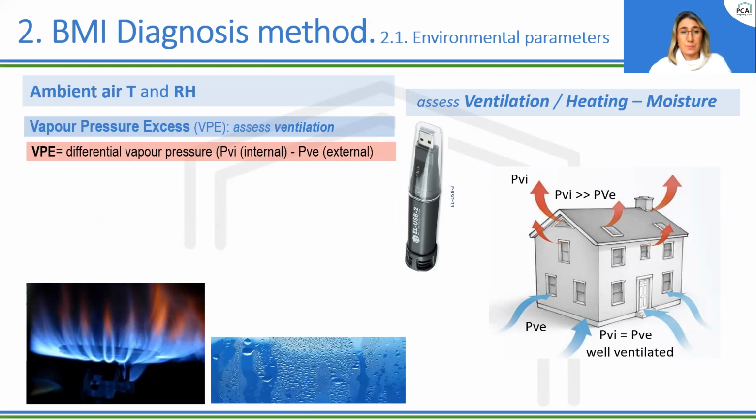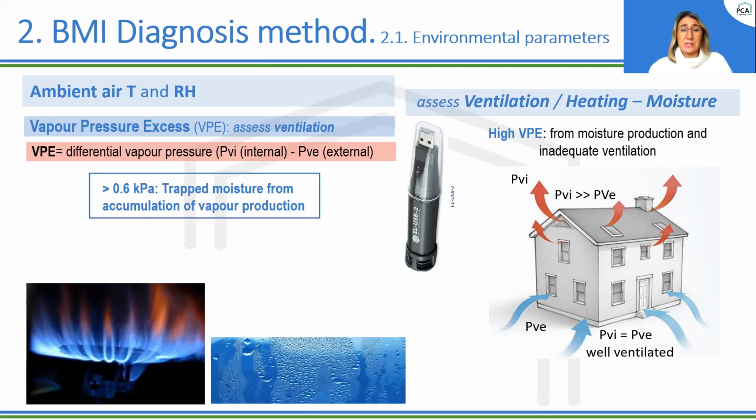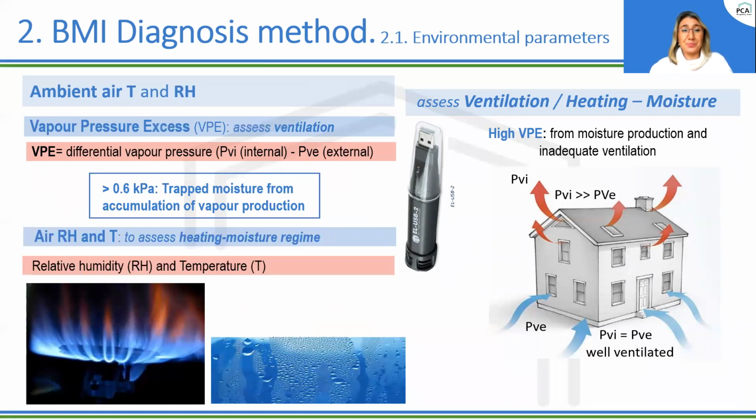Then from those raw parameters, the air temperature and relative humidity, we can calculate vapor pressure excess in order to assess ventilation. Vapor pressure excess is the differential vapor pressure between the internal vapor pressure and the external one. So high values of vapor pressure excess come from moisture production and inadequate ventilation. Values above 0.6 kilopascals correspond to trapped moisture from the accumulation of water vapor.